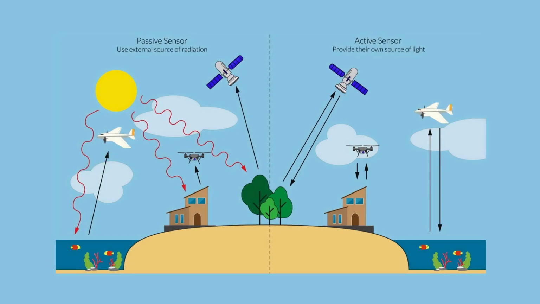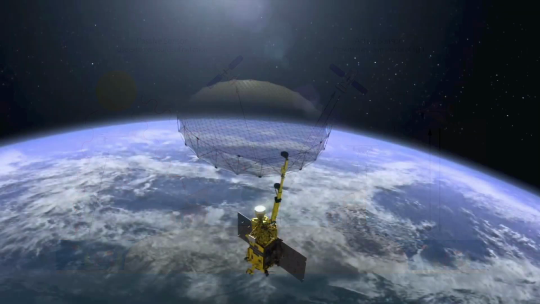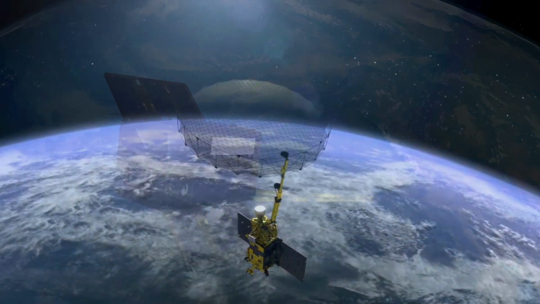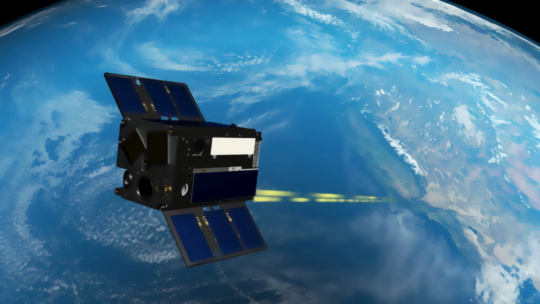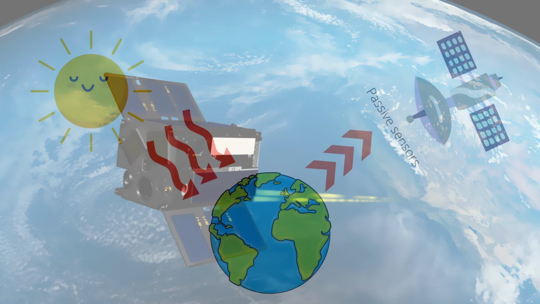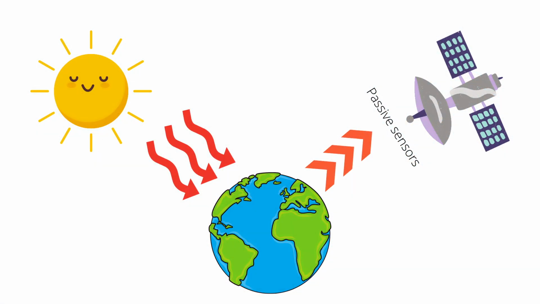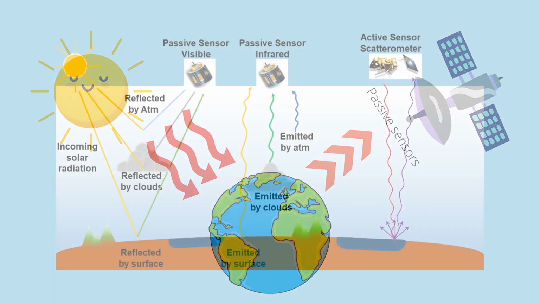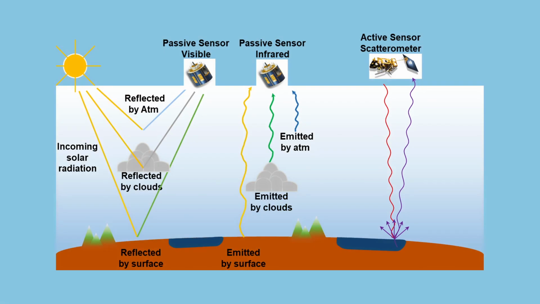Sensors can be classified as passive or active based on the energy source they are using. Sensors which sense natural radiation, either emitted or reflected from the earth, are called passive sensors. Most of the remote sensing sensors are passive in nature, which measure solar radiation reflected from the target.